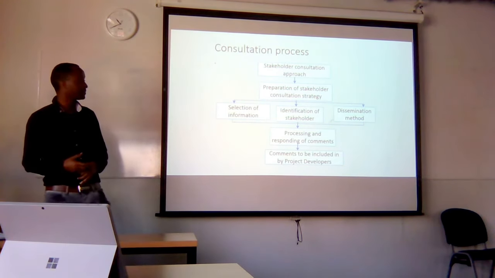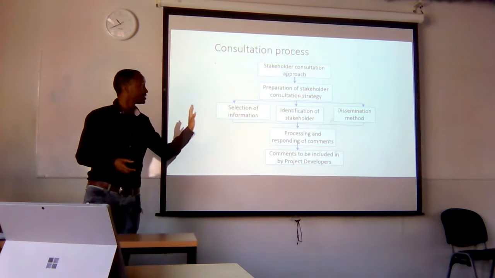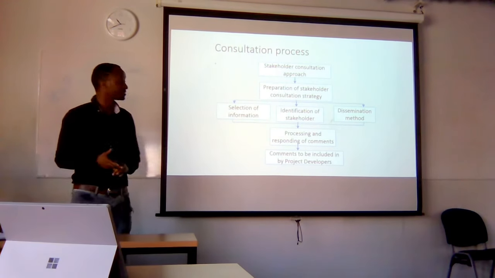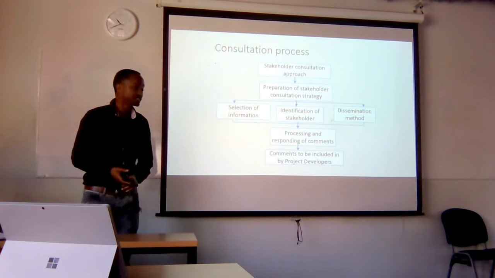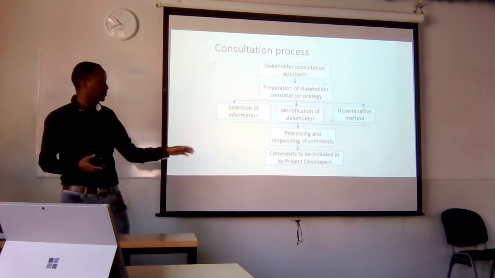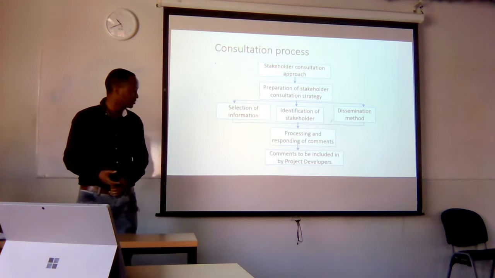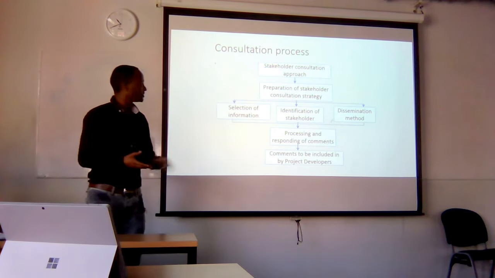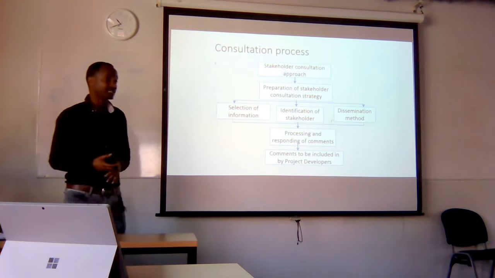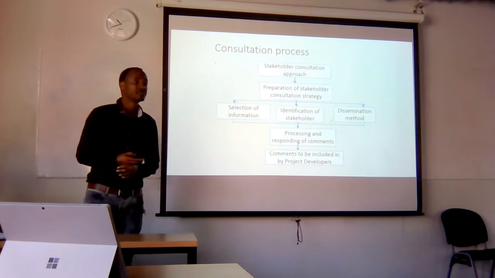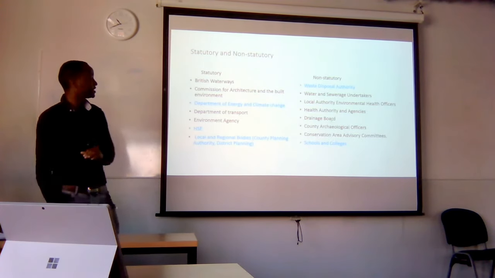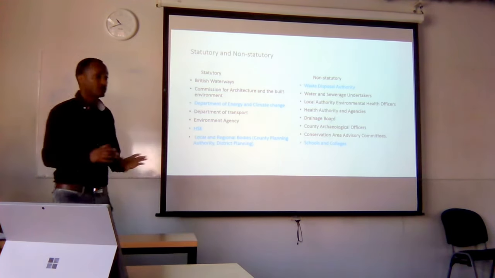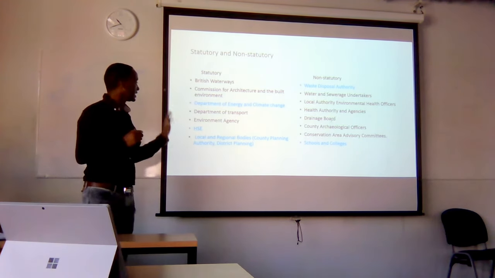Consultation process: the stakeholder consultation approach for the first stage, then the group version of the stakeholder consultation strategy, and selection of information and identification of the stakeholders. The next one is the dissemination method, and processing and responding to comments, to be included in our project development. As you can see, the first two boxes are phase one, the middle one is phase two, and the third one is phase three. The left hand side is statutory, the other side is non-statutory. These are just three that are more relevant to the project.